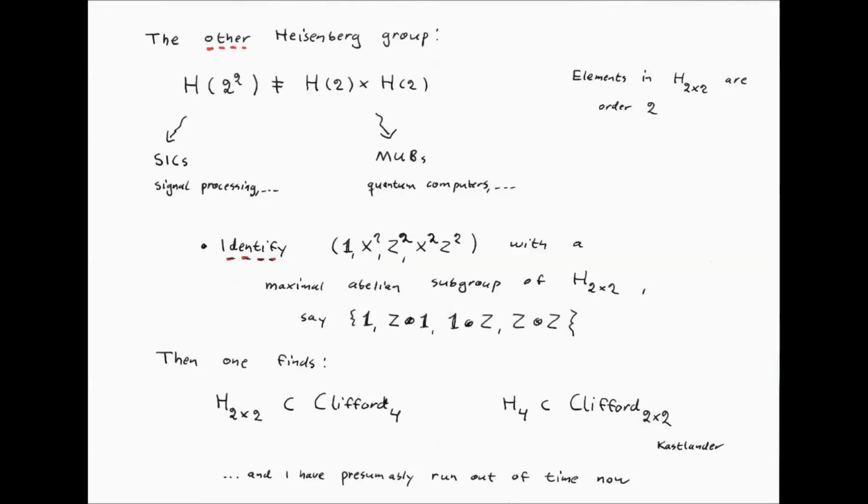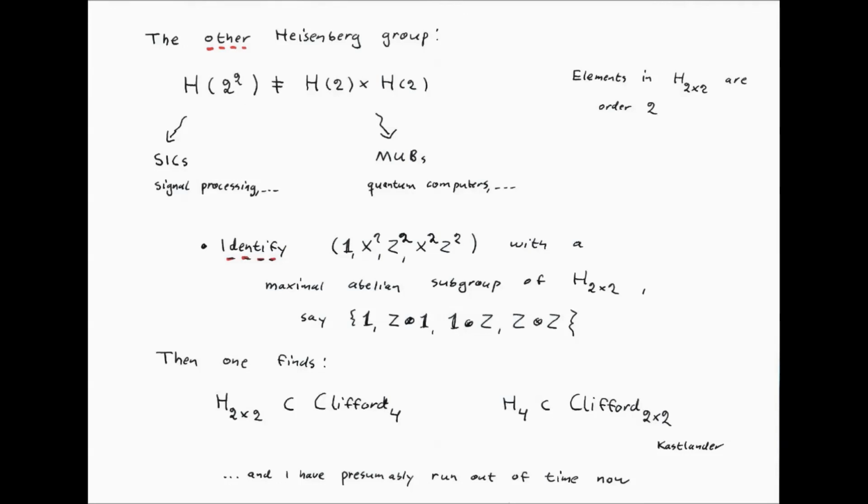Here's another. And because 2 and 2 are obviously not relatively prime, these are different. This is the other Heisenberg group in dimension 4. This is the one that is relevant to MUBs and also for quantum computers and all sorts of things. And also to our Shaman. Right. Although he prefers dimension 8, but it's the same story. But now these groups, although they're distinct, are actually very closely related. You see, in this group, all the elements are order 2.